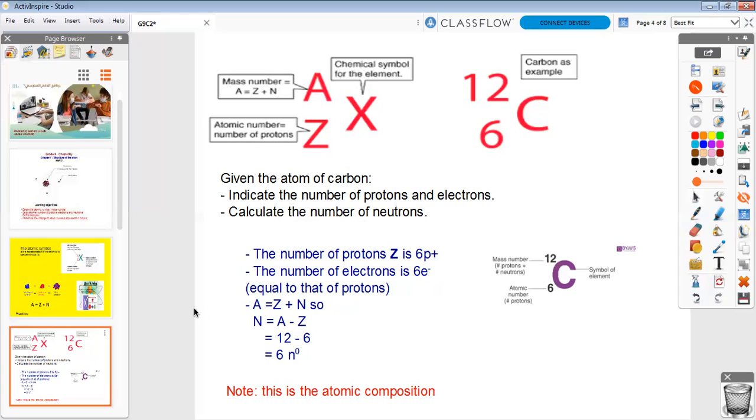How to calculate the number of neutrons? Using this equality, A equals Z plus N, so N equals A minus Z. A, which is 12, minus Z, which is 6, gives 6 neutrons. Note, this is the atomic composition.